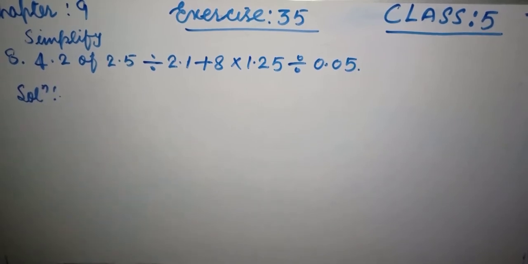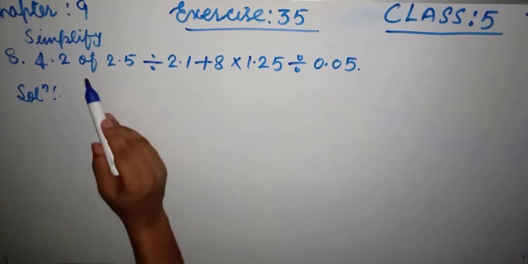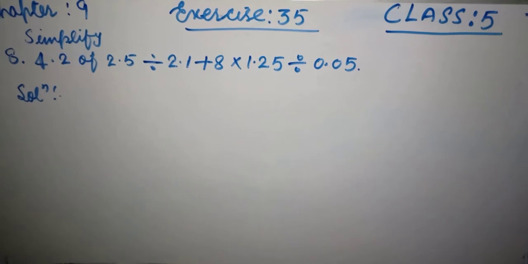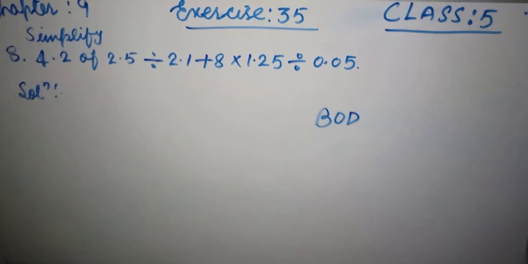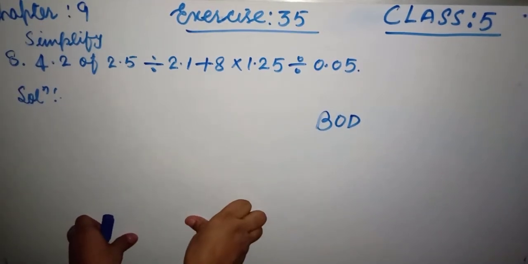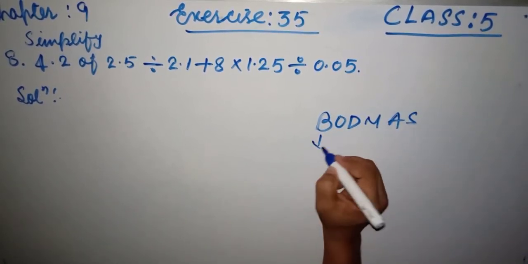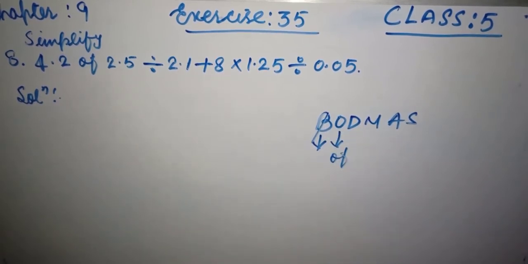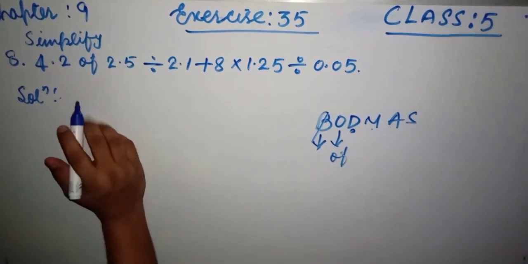First look at the friends, this question consists of 4 operations: of, division, multiplication, addition. Now if you remember the word BODMAS, see friends, the word BODMAS. So B for bracket, but there is no bracket. So now O for of. First we will have to work for of, then division, D for division, multiplication, addition, then subtraction. So first we have to solve this of.